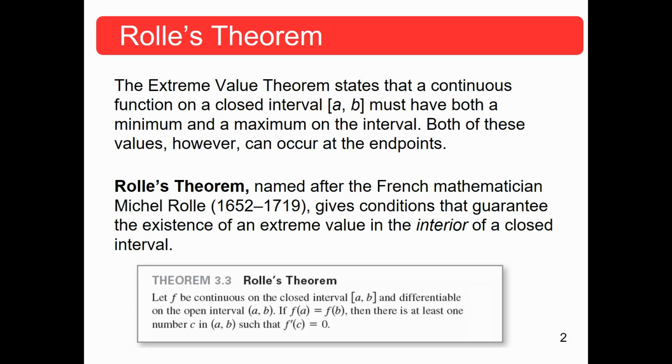Now, what Theorem 3.3, or Rolle's theorem, says is that if we let f be continuous on the closed interval from a to b and differentiable on the open interval from a to b. So once again, it's got to be continuous and it's got to be differentiable. If f of a equals f of b, so if the y value associated with both the endpoints are equal, then there has to be at least one number in that interval where the derivative is equal to 0.